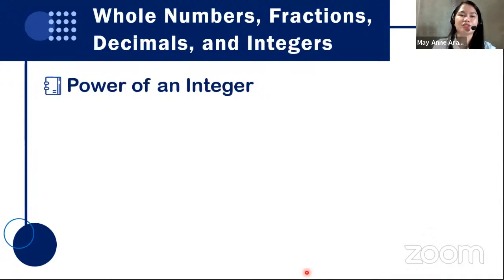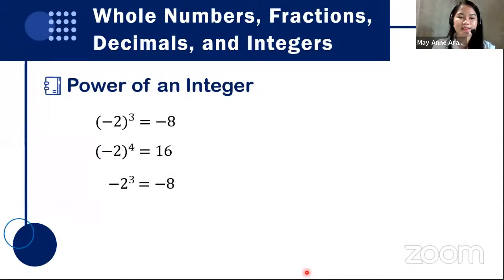Let's also have the power of an integer. We have negative 2 raised to 3. And we will discuss also the laws of exponents this afternoon. Negative 2 raised to 4 is equal to 16. And we have the same expression without the parentheses. Now see the difference. Remember that if a negative number is raised to an odd non-negative integer, the answer is always negative. And if a negative number is raised to an even non-negative integer, the answer is always positive. Again, negative, odd: negative. Negative, even: positive.